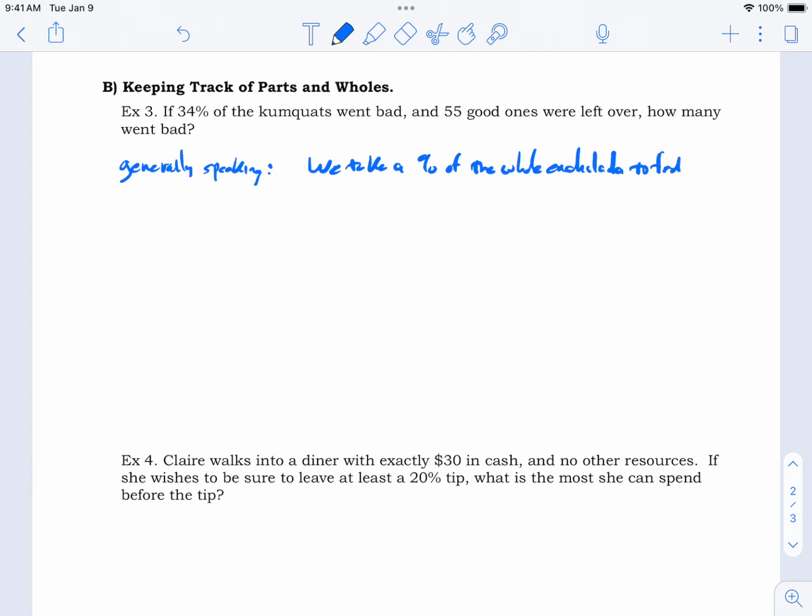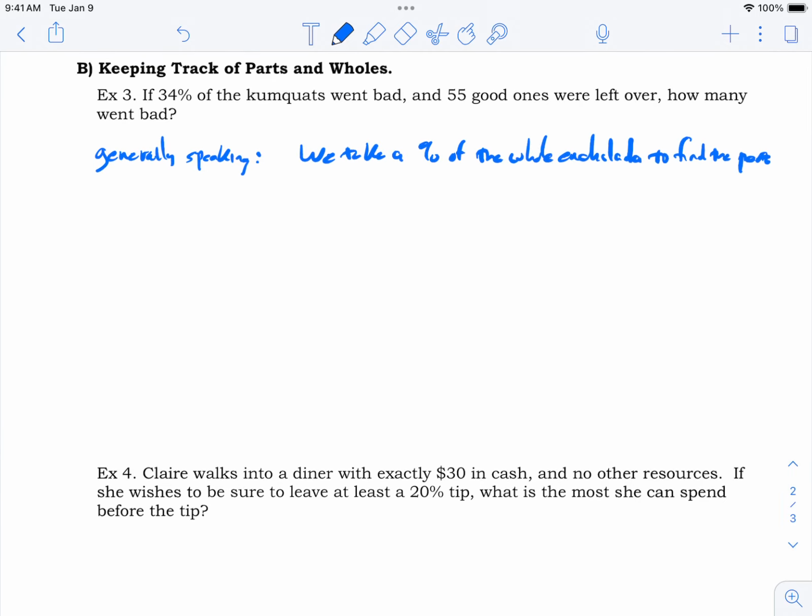It's supposed to say find. To find the part. Maybe I could zoom out a little bit here. Okay. We take a percentage of the whole enchilada to find the part. Cool. So, what percentage have we got? We've got 34%. Cool.